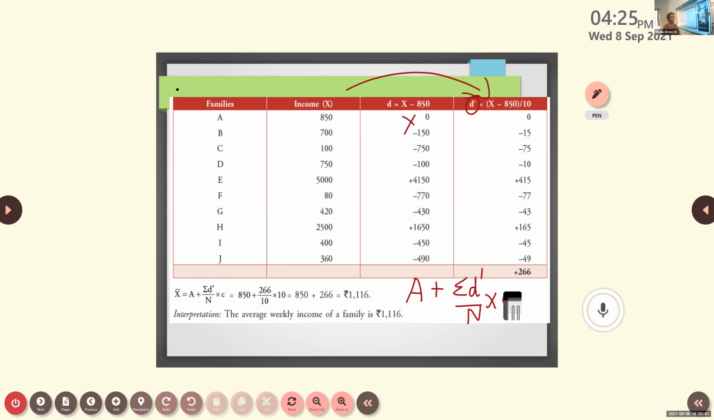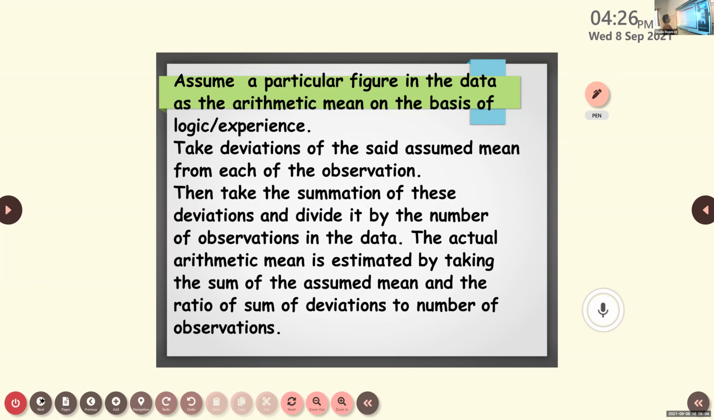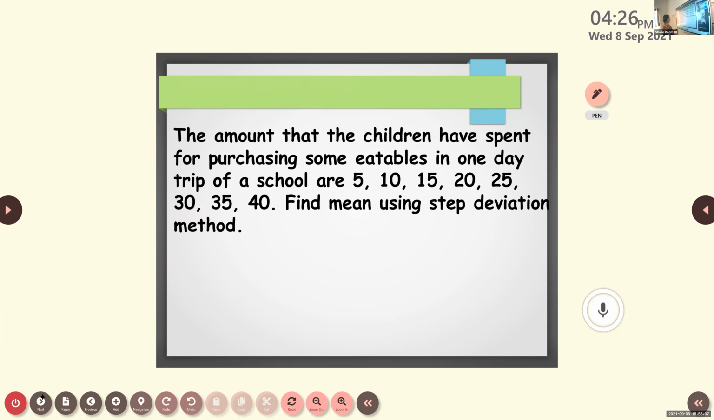Now, why do we do this? Because this will be helpful for us to do less calculation. If the numerical figures are large, it is very difficult to do the calculations. So to simplify that, we are using this method here. Okay. So this is one question that we will do in the next class.